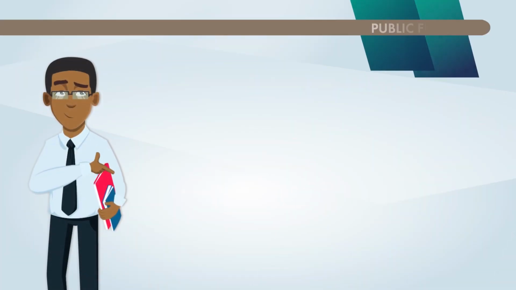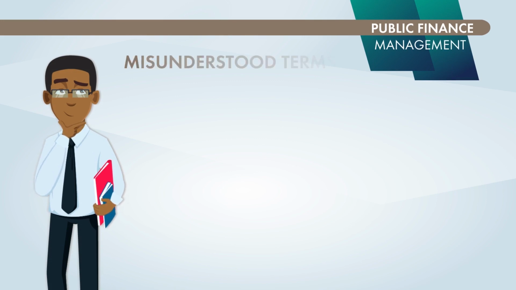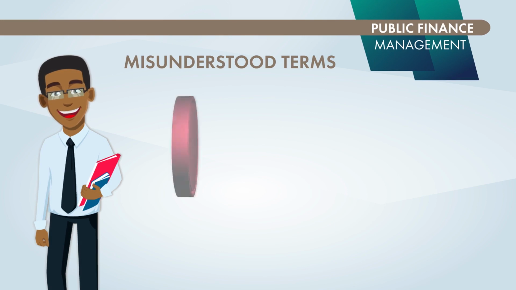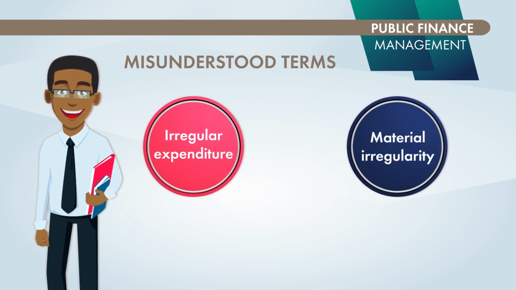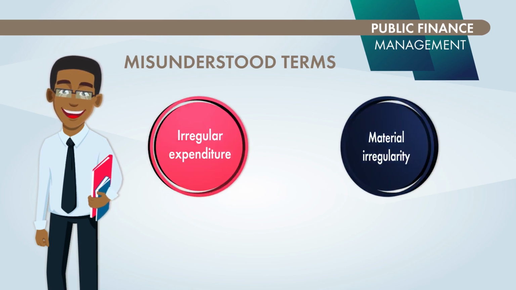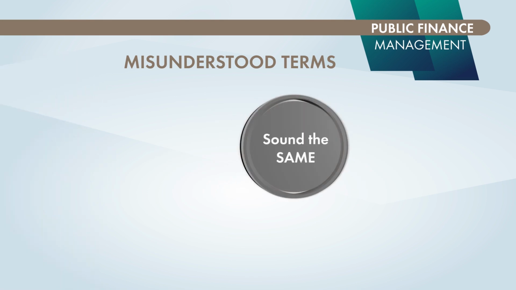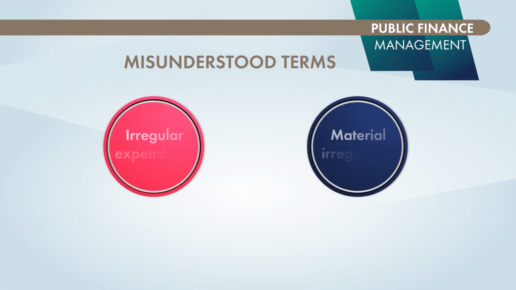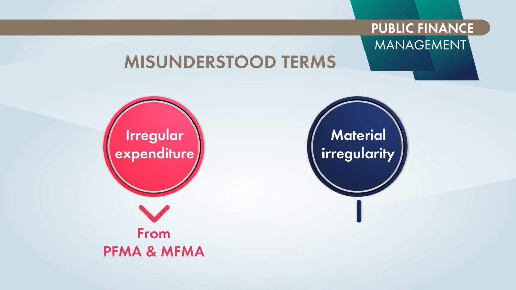When it comes to public finance management, there are some terms that are often misunderstood. We'd like to offer some clarity on irregular expenditure and material irregularity. On the face of it, they sound the same, but there are some substantial differences, and they originate from two different pieces of legislation.